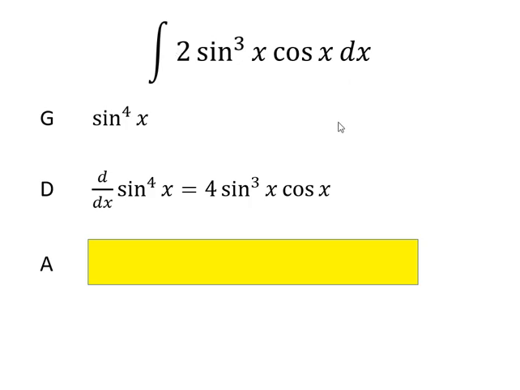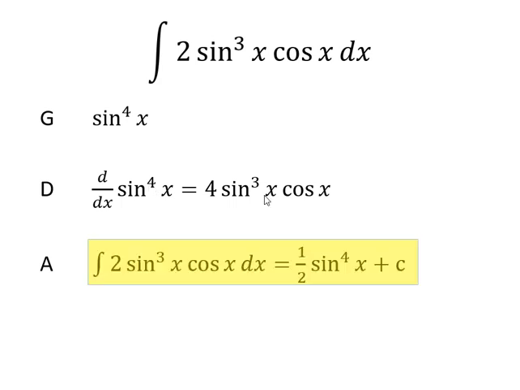And hopefully you recognise that this function here is indeed very similar to our original. In fact, it's twice the size. So to get from our derivative to the original function, we need to halve, which means we also halve our guess. So our answer to the integral is going to be half of our guess, half of sine to the 4 of x, plus our constant.